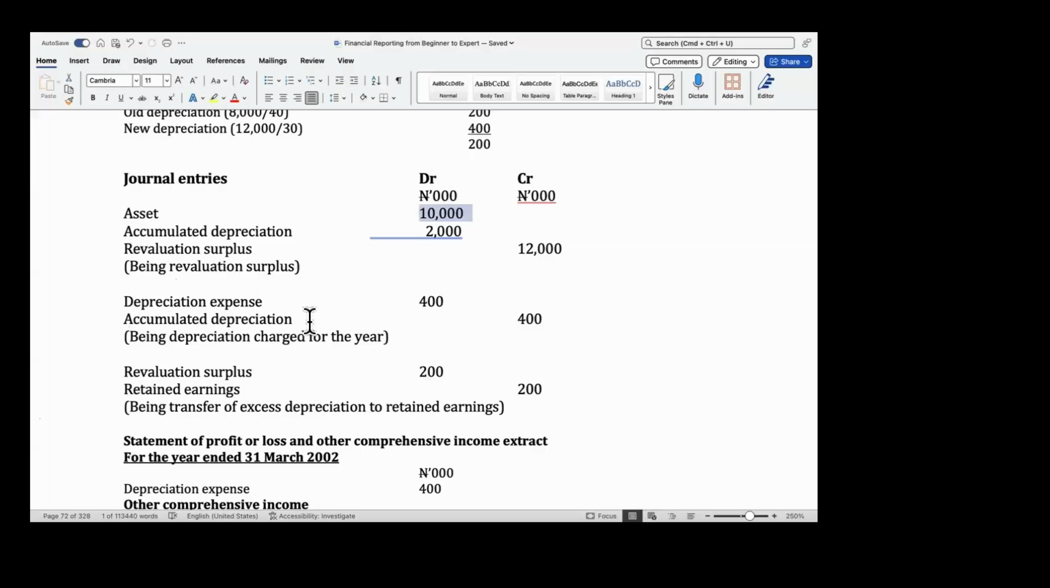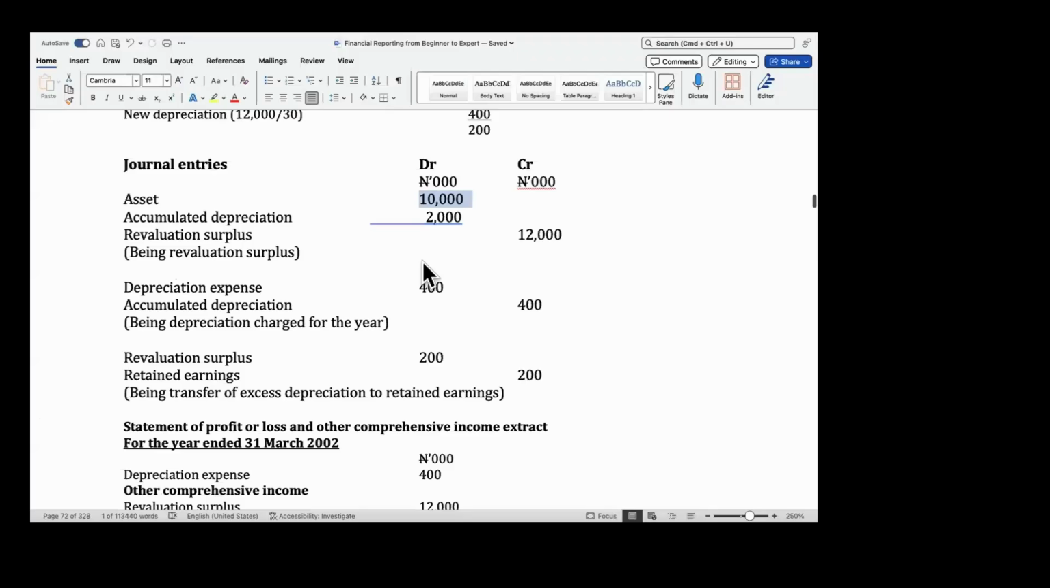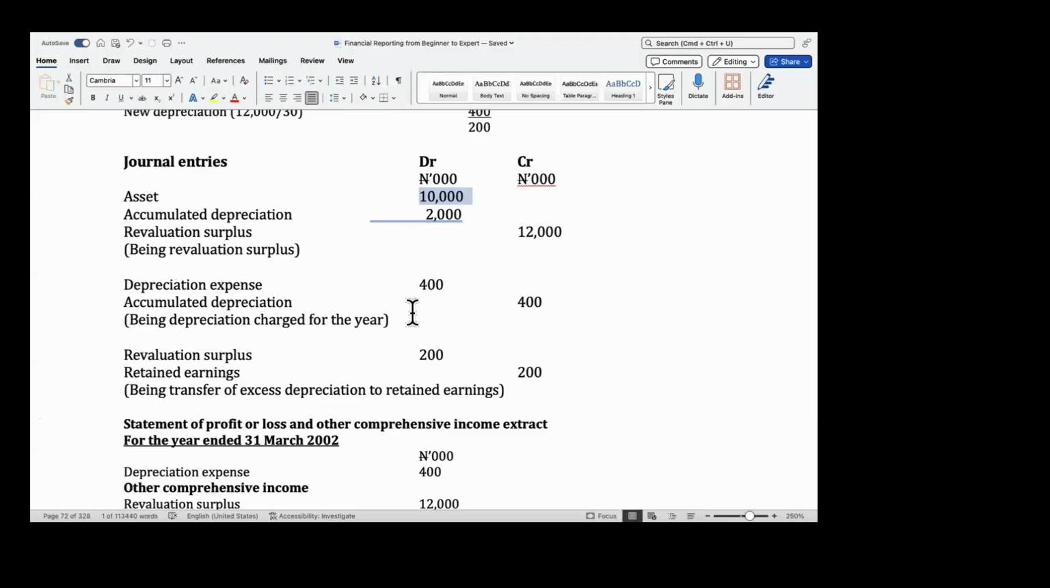Needs to be cancelled out. And that balances my journal. And for my subsequent depreciation for the year, I will simply debit depreciation expense to P&L, and I will credit accumulated depreciation, being depreciation charged for the year.